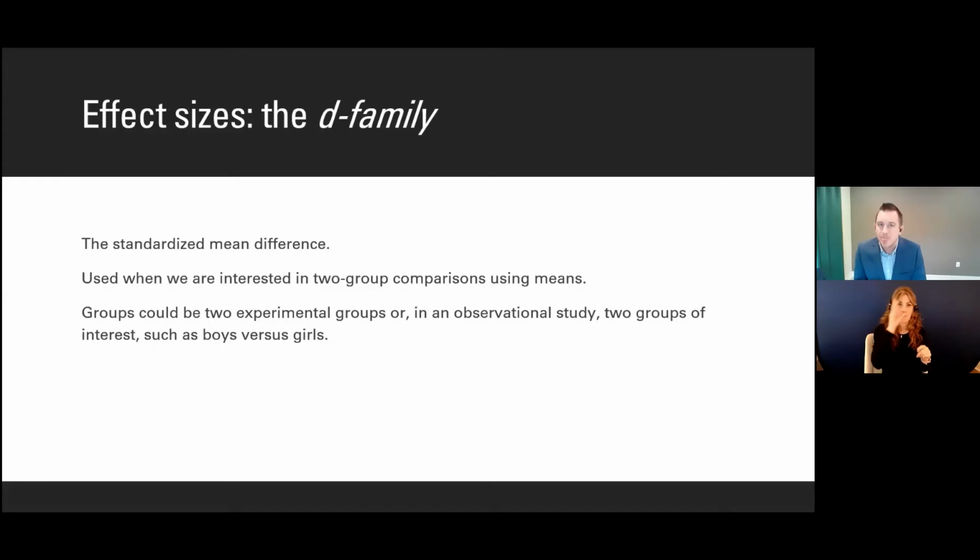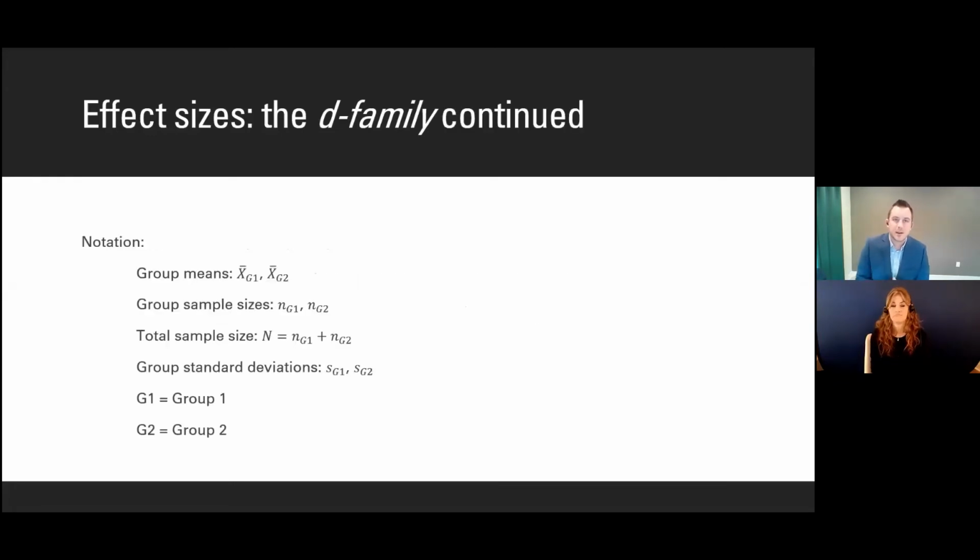To give a concrete example, back to the thought experiment I started with, all the studies that were included in that meta-analysis were looking at the effects of homework. So some group of students received some homework, some groups didn't. Those would be the comparison groups. And we'd be estimating the standardized mean difference between those two groups. That standardized mean difference is generally referred to as the D family in the literature.